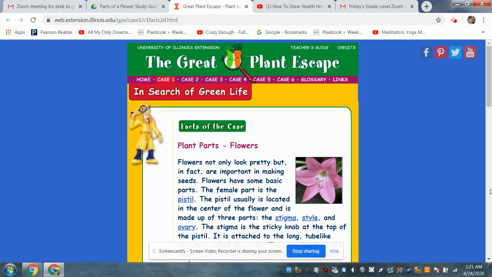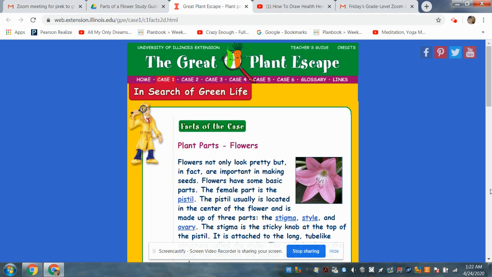Plant parts. Flowers. Flowers not only look pretty, but in fact are important in making seeds. Flowers have some basic parts. The female part is the pistil. So boys and girls, remember, the female part is known as the pistil. Say pistil with me. Pistil.